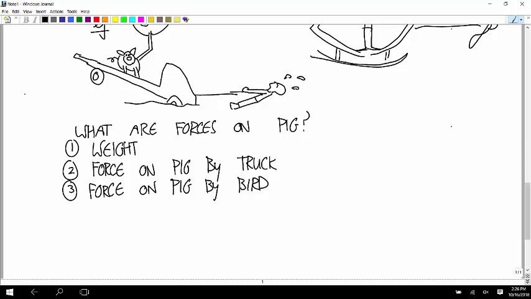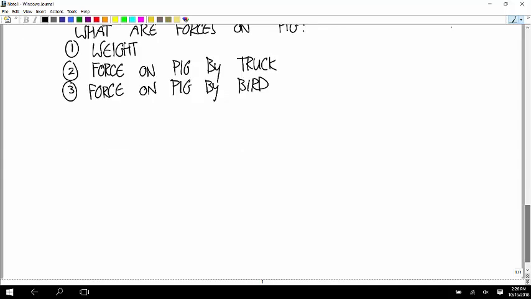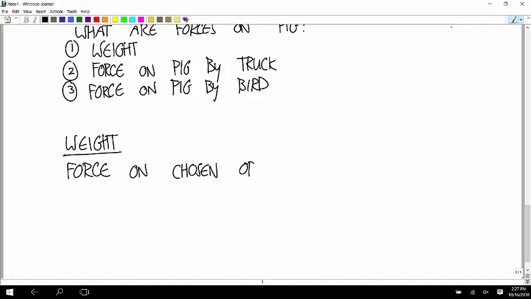Okay, so the first thing we have to talk about is how to account for the weight force. That's the simplest of these. You always treat it the same way. And another way to say the weight force is the force on the chosen object applied by gravity.